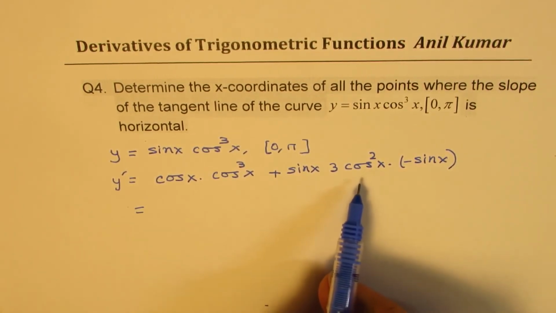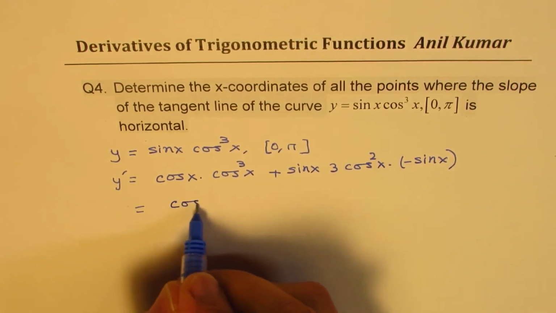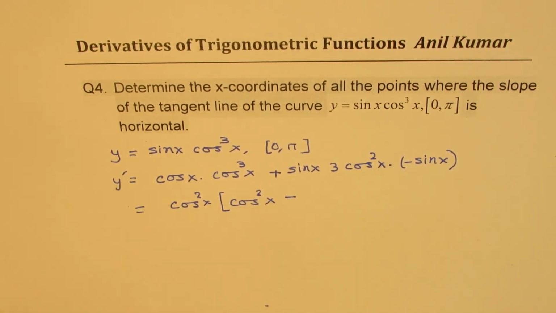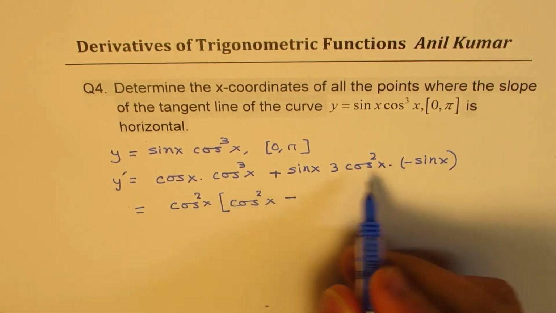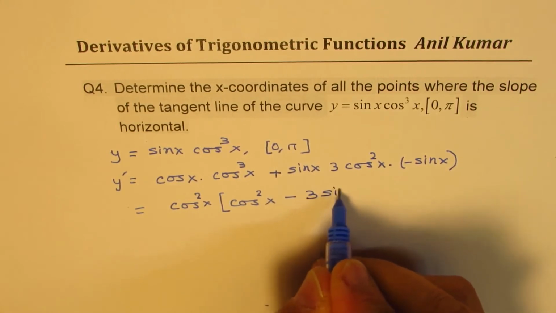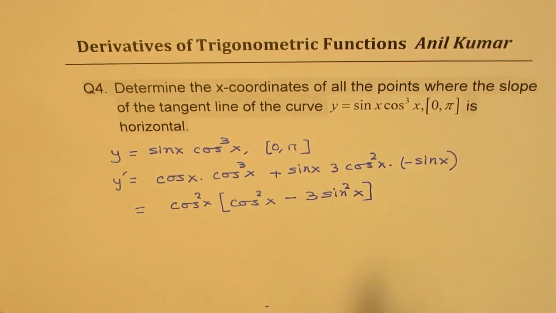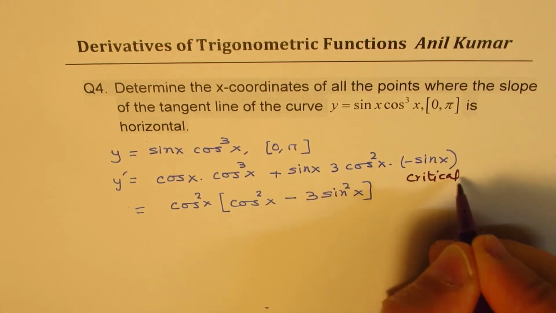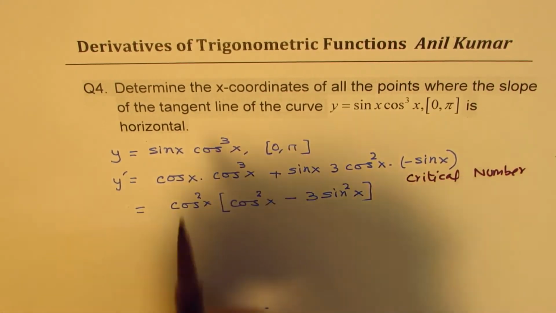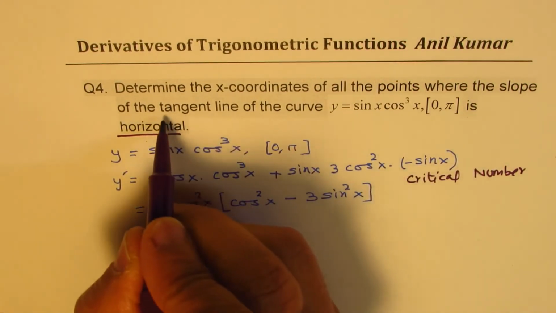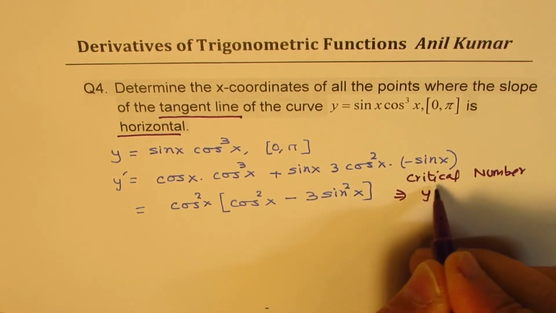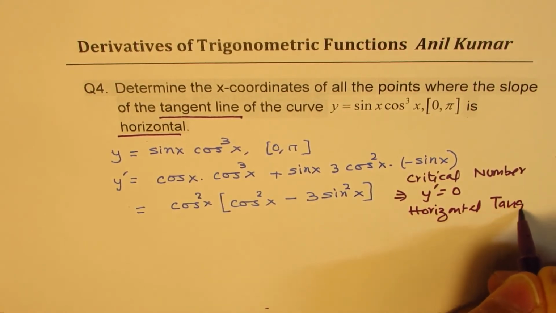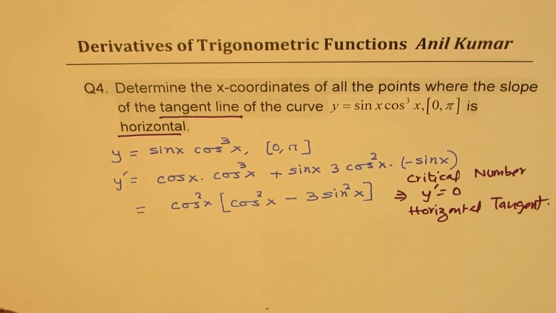Now we can take something common, which is cos squared x. So we get here cos squared x times cos squared x minus 3 times sin squared x, right? Now for the critical numbers, what is a critical number? In this case, we want a horizontal tangent, right? So the tangent line is horizontal. So that means y dash should be 0 for a horizontal tangent. Is that clear, right?